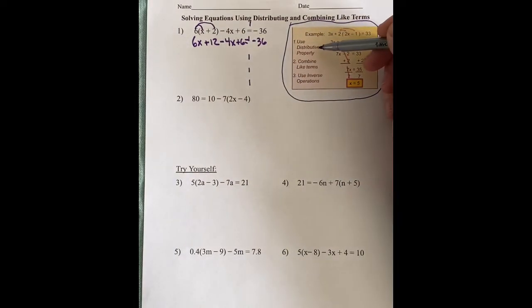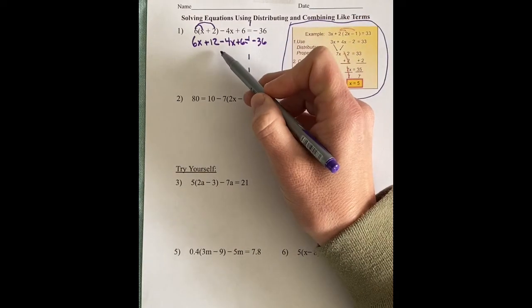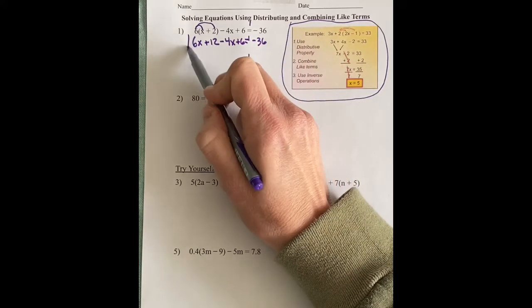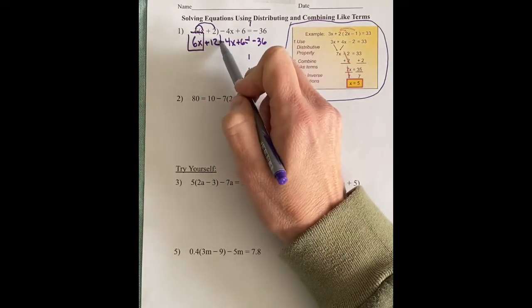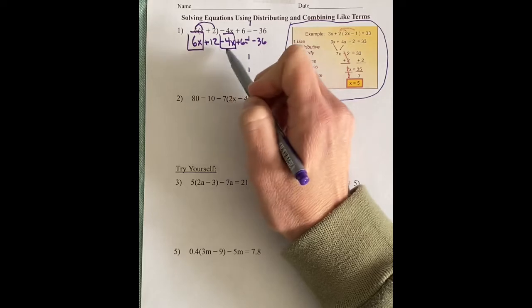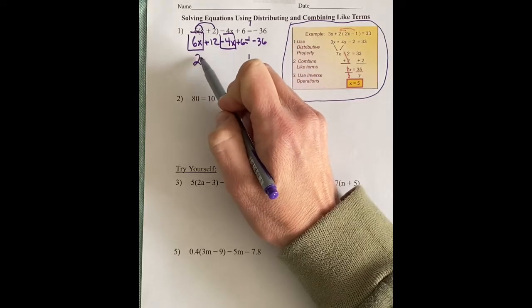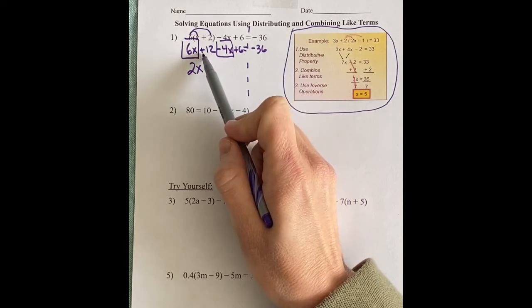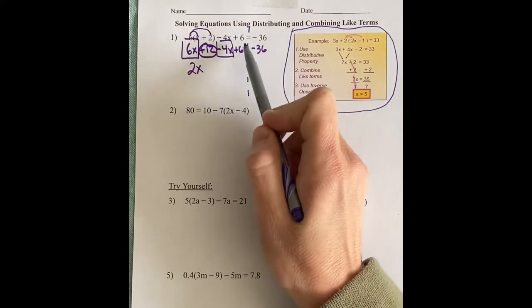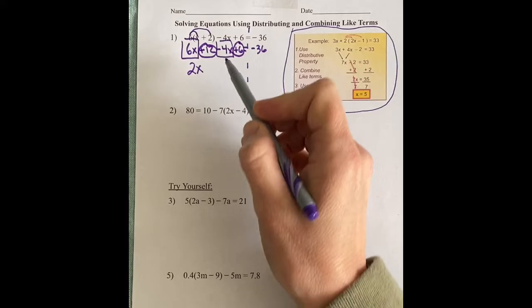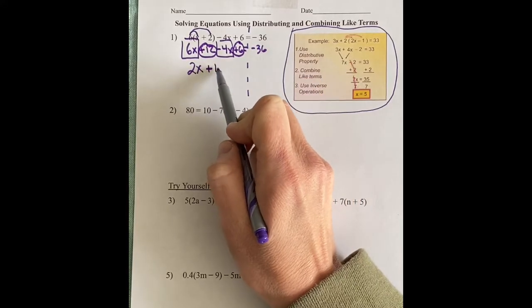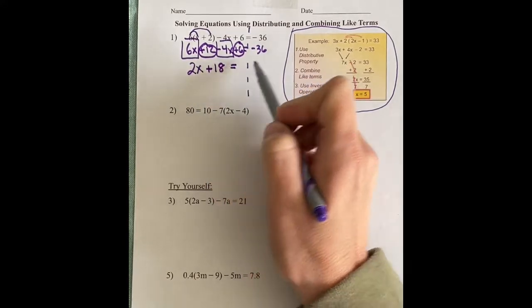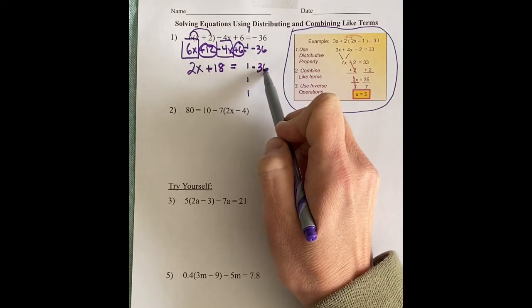So after I apply my distributive property, now I want to combine any like terms. So in my first problem, my like terms, I have 6x minus 4x, which would give me 2x. So now you want to combine your constants, positive 12 and positive 6, which would give you positive 18, and then I bring down my equals, negative 36.